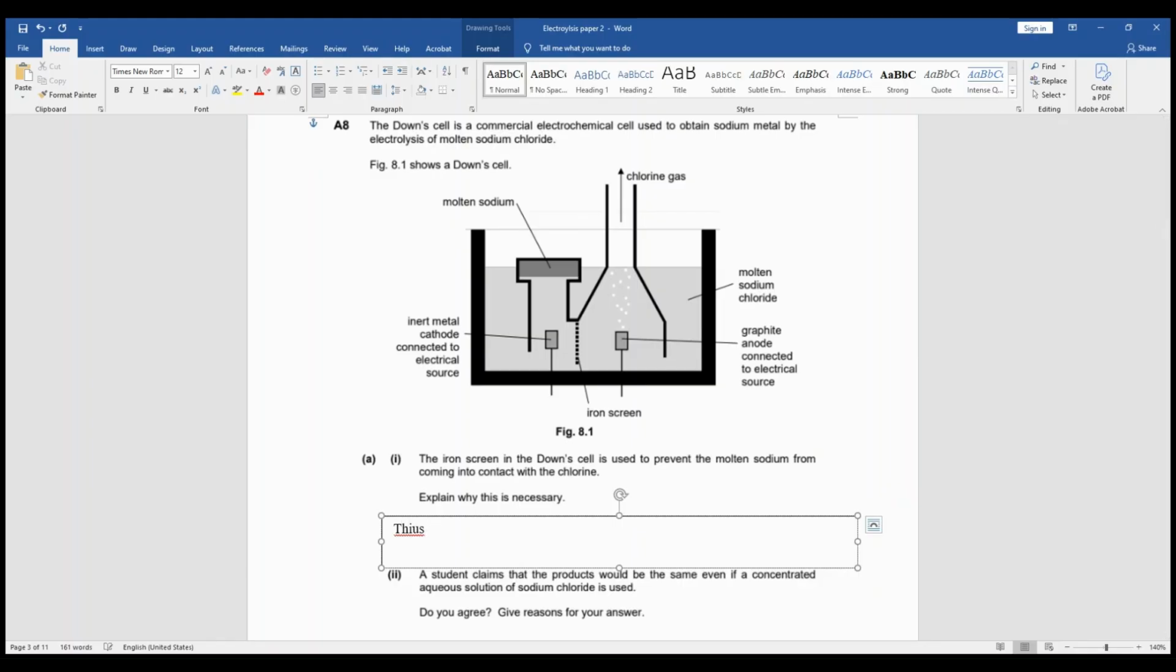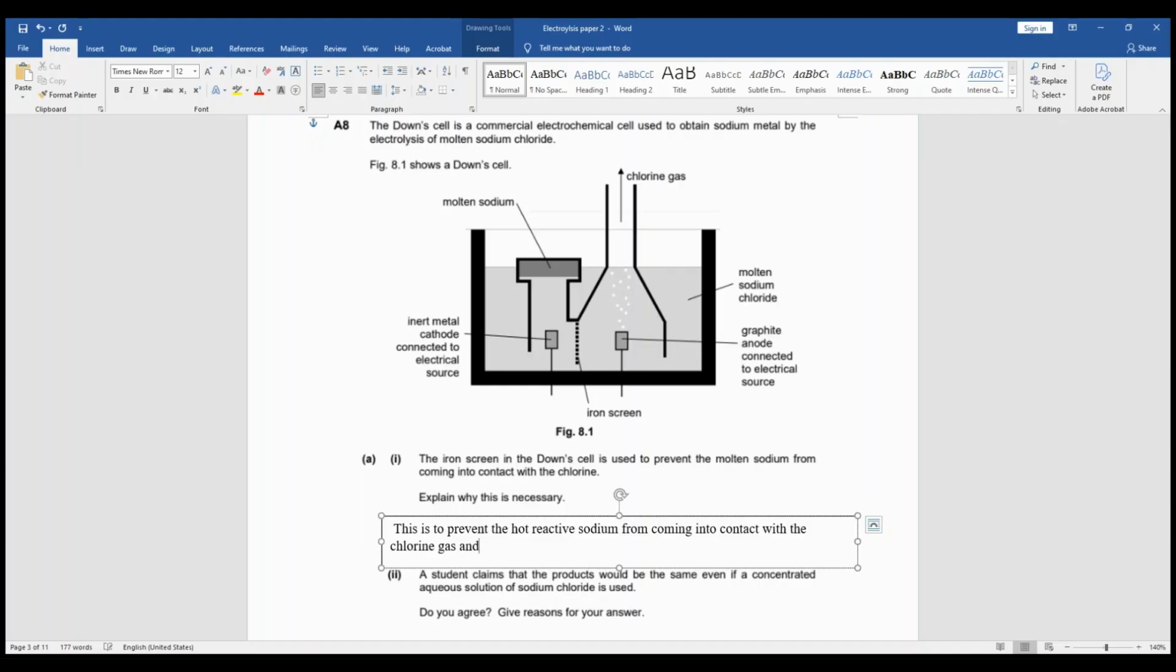This is to prevent the molten sodium, which is very hot and reactive, from coming into contact with the chlorine gas and reacting back into sodium chloride. Obviously, we don't want them to come into contact.